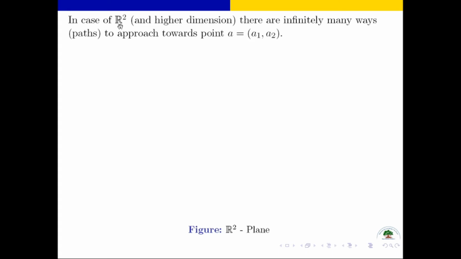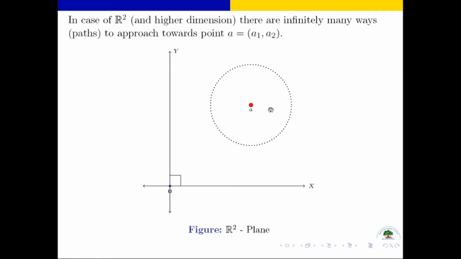In case of R2 or in higher dimension, there are infinitely many ways, or infinitely many paths, to approach towards A, where A is a point in R2. See here: x-axis, y-axis, perpendicular, origin. This is the xy coordinate system, and suppose there is a point A in the R2 plane. We focus on how many ways there are to approach towards A. There are infinitely many ways, which we can call paths.